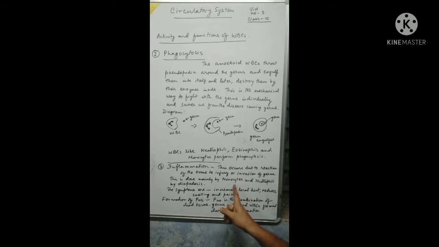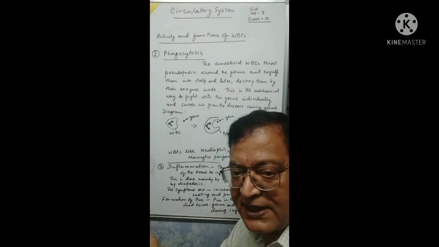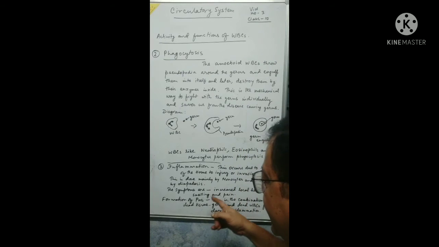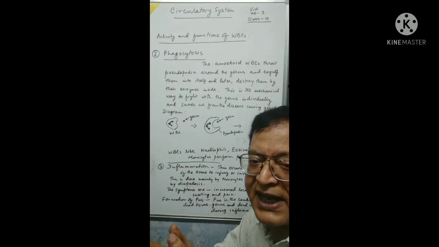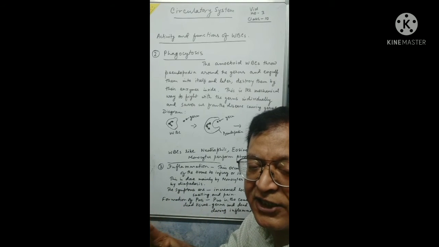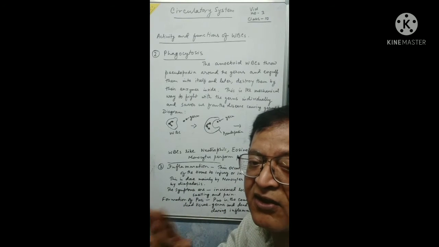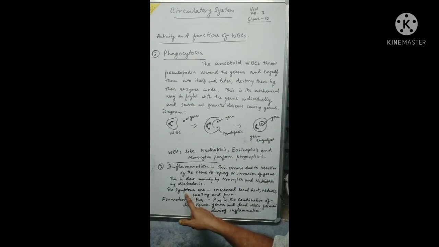these WBCs are becoming active. This is done mainly by monocytes and neutrophils by diapedesis. They come out of the blood vessels, capillaries into the tissue area and invade the germs and fight with them to kill them and save us from any kind of infection or disease. The symptoms of inflammation are increased local heat, redness, swelling and pain.